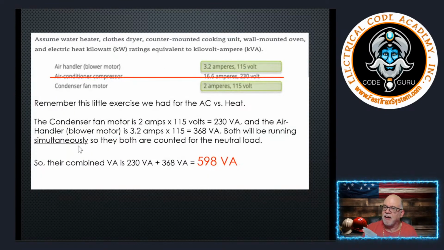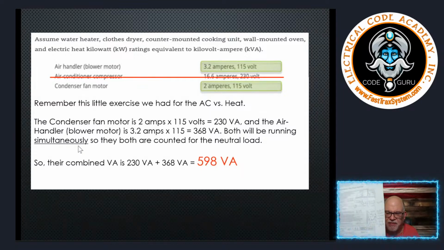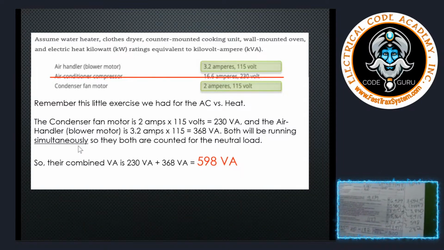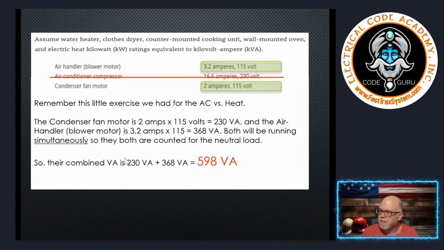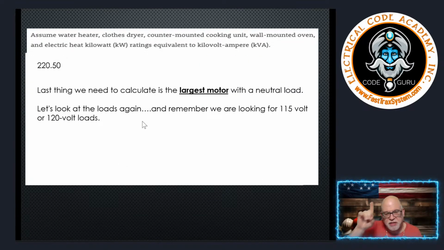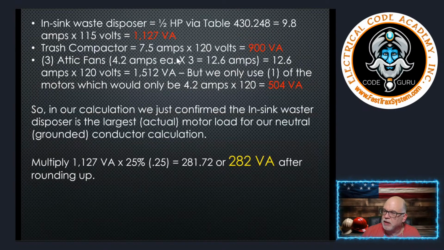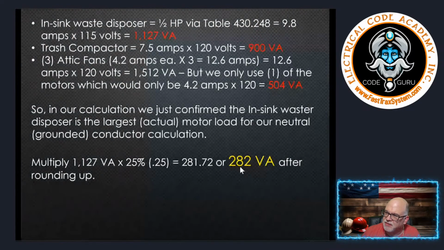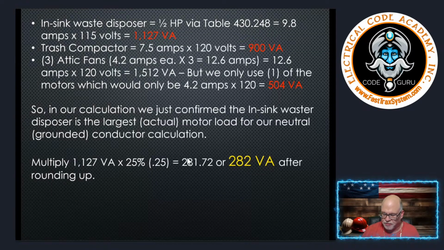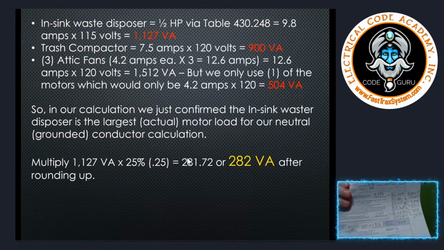And there's the air handler and the condensing fan, the 585. As you can see, that's what we got down there. You can see it under that 5,915. Check. And that largest motor that we still have to take into consideration, don't forget that. We looked at it all, and again, it still was the same situation when it came to neutrals. The largest motor was the same as before, that in-sink waste disposer. That's where that 282 came from. And as you can see, that is our value down there.